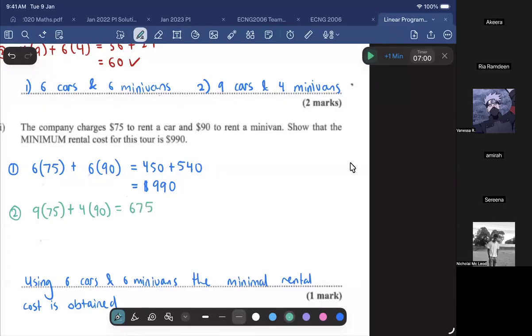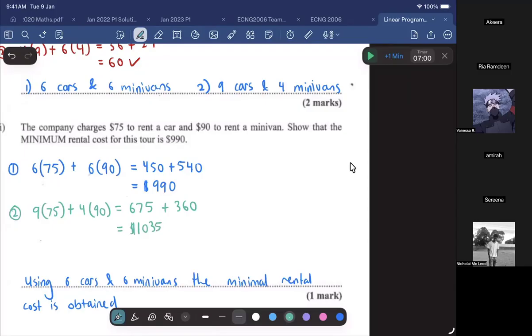Let me just verify that. 9 by 7 is 63. 9 by 5 is 45. Yeah, that's correct, 675. What's 4 by 90? 360. When you add up 675 and 360, what does that give you? $1,035. Is that more money you had to spend or less money? More money. Exactly.